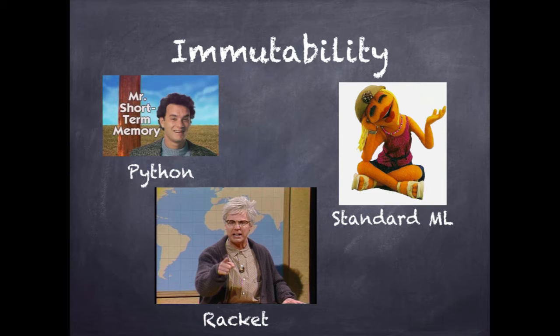There's the Python approach, which I think of as the Mr. Short-Term Memory approach. Whatever the last thing you told me is, that's what I'm going to go with. There's the Standard ML approach, which I think of as the hippie Muppet character like Janice approach, where every time you make a change, you create a brand new reality that carries forward until the next change. And then there's the grumpy old man approach of Racket, the real Dodgers never left Brooklyn approach that simply denies change.